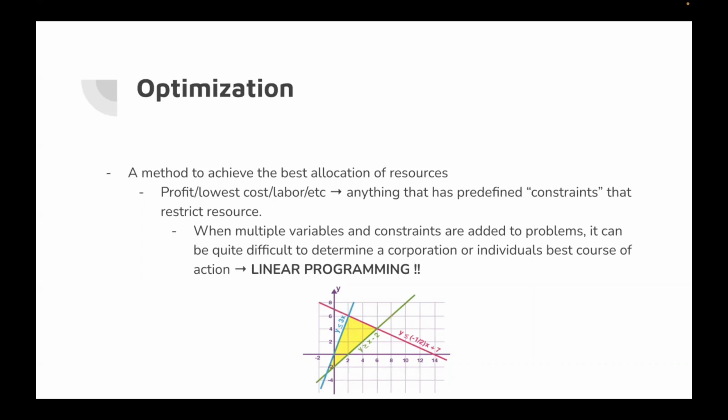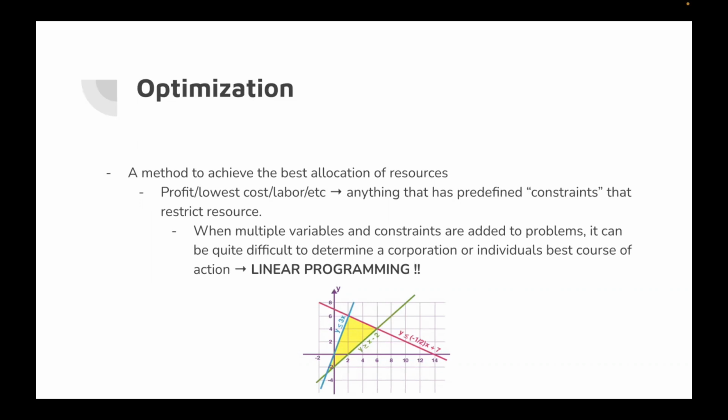And when multiple variables and constraints are added to problems, it can be quite difficult to determine a corporation or even an individual's best course of action. This is why linear programming is so important, because it can use objective functions and decision variables to best optimize the solution for a given problem.